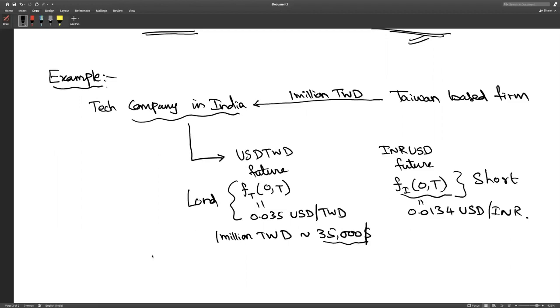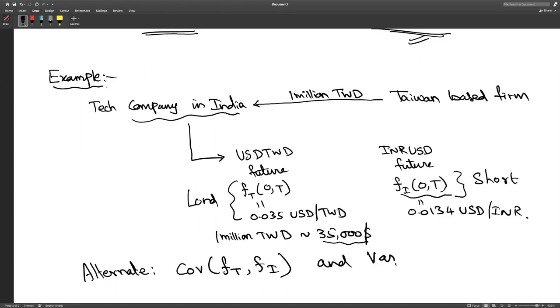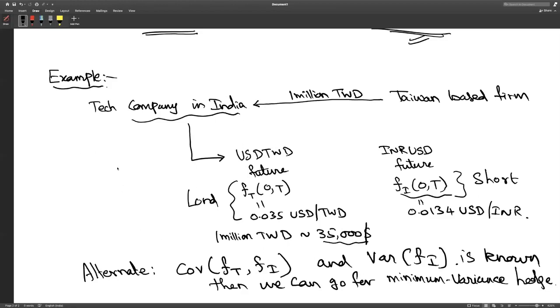Alternately, if we know the covariance of the random variables F T and F I, which you can always estimate, and the variance of F I, then you can again go for minimum variance hedging. I will leave this detail to you. You can just think of how to do this.